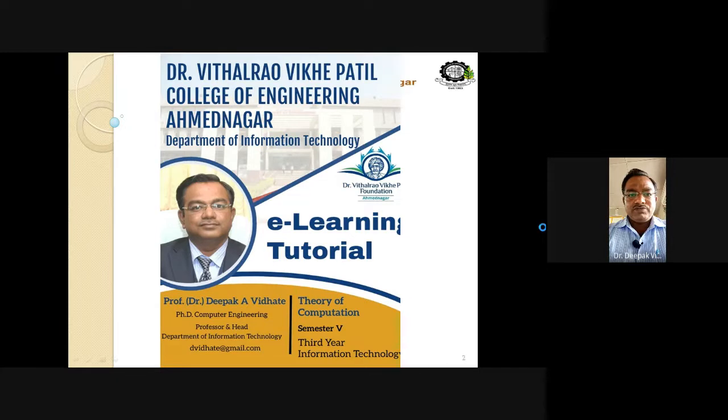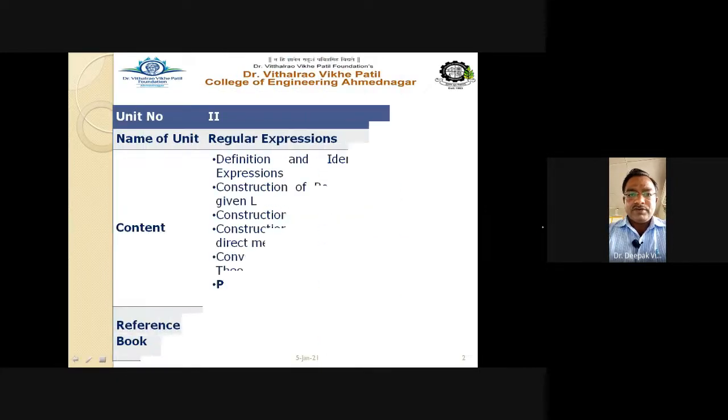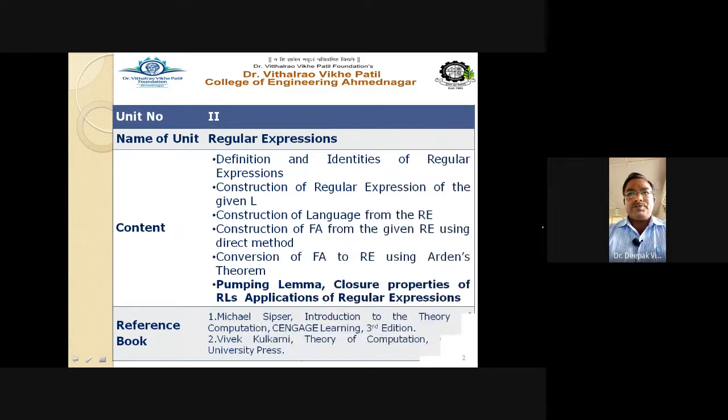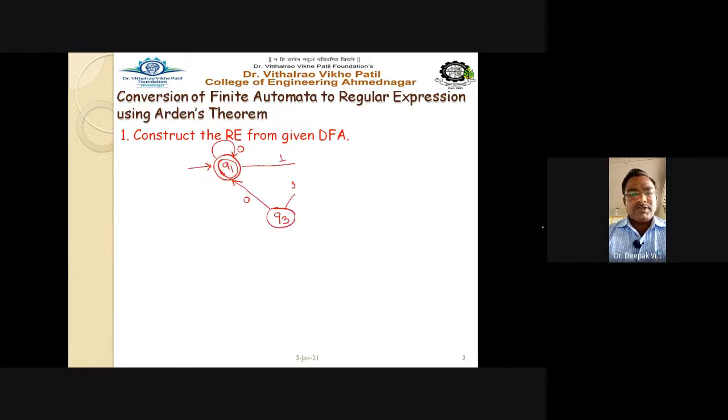In today's lecture, we are going to see a few more examples on the conversion of finite automata to the regular expression. See this one: conversion of finite automata to regular expression using Arden's theorem. Construct the regular expression from the given DFA. A few more examples are here.